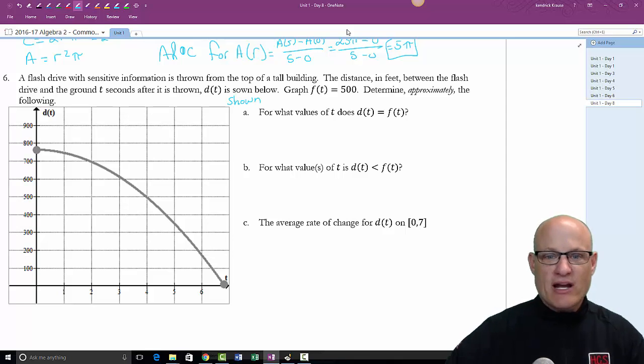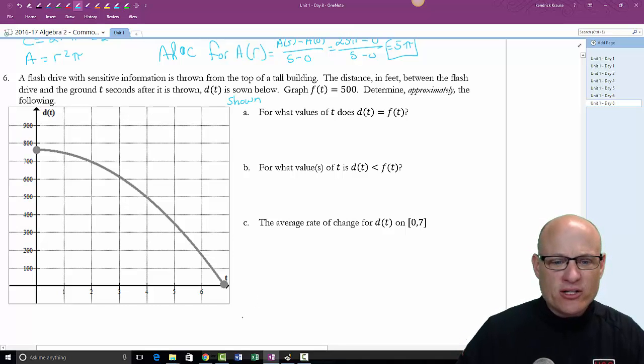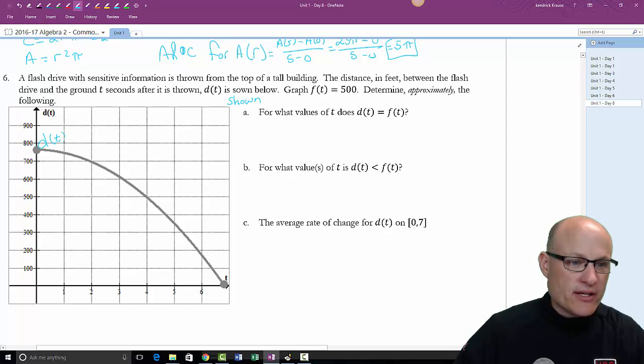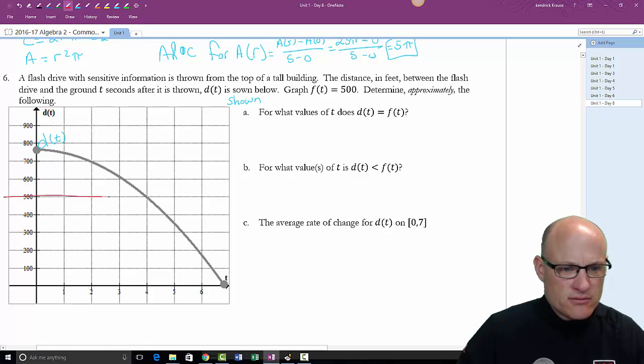But we want to graph f of t. So what I've given you here is d of t. I just wrote it kind of far away. D of t. And then I'm going to graph f of t, which is just 500. That's that horizontal line 500. This is f of t.